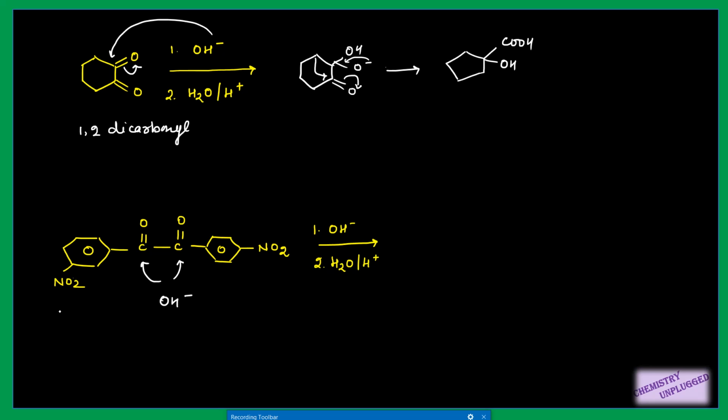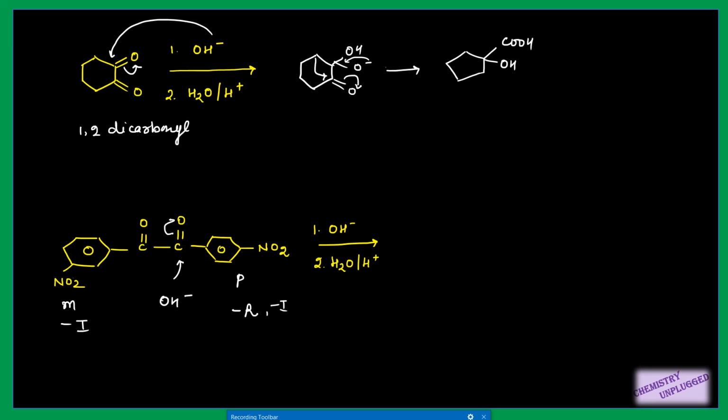So this NO2 is at the meta position and this one at the para position. At the para position it will show minus R effect, and at the meta position it can show minus I effect only, right? So there is minus R as well as minus I effect at the para position, but the minus R effect is stronger than the minus I effect, so it will make this carbon more electron deficient in nature. So this OH minus should attack on this carbon.